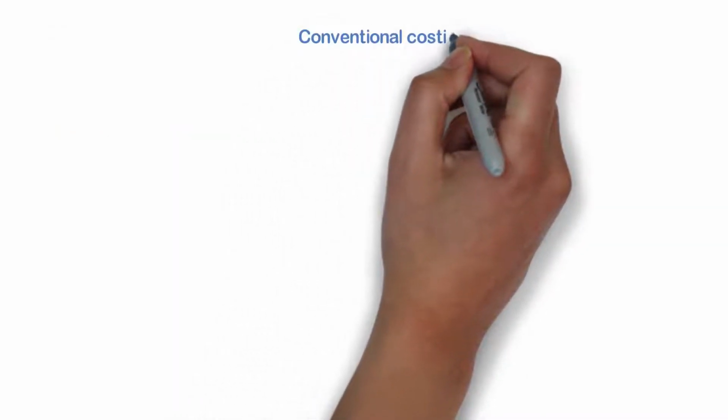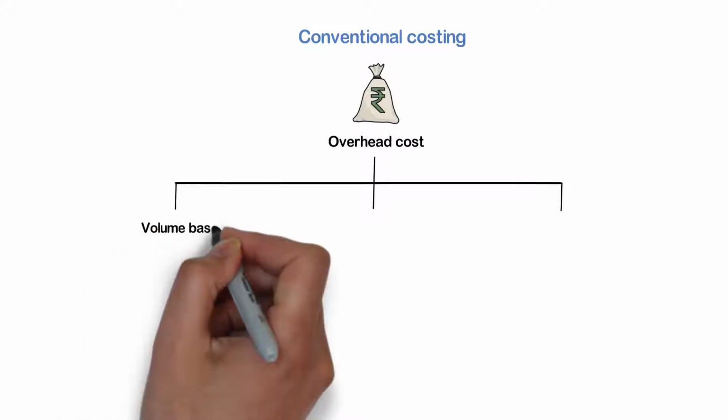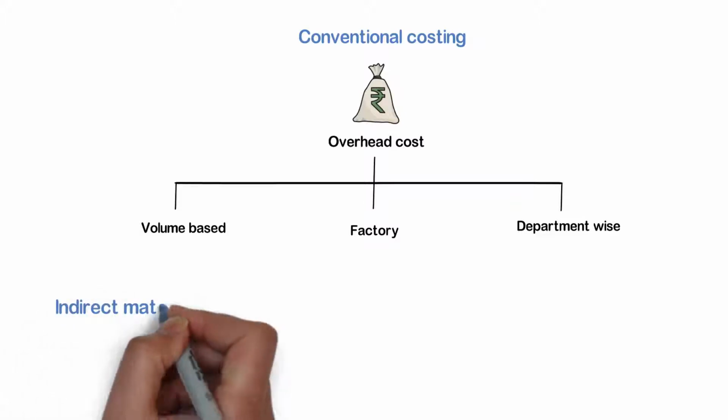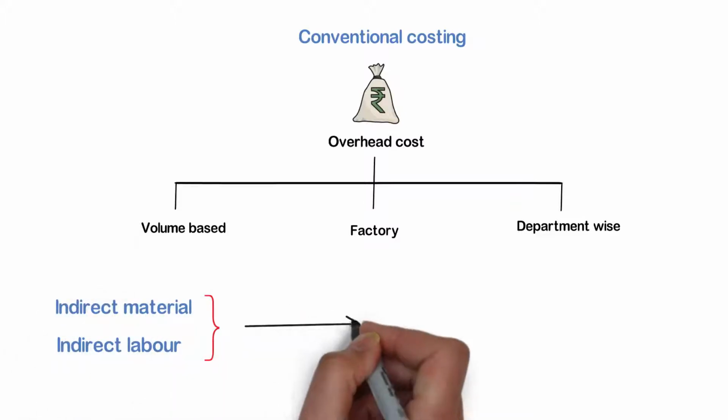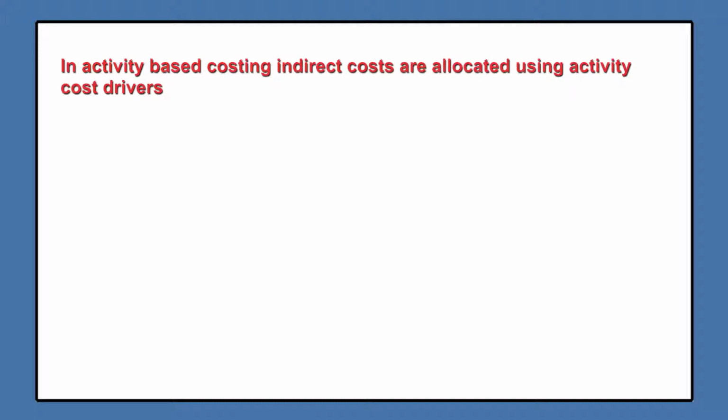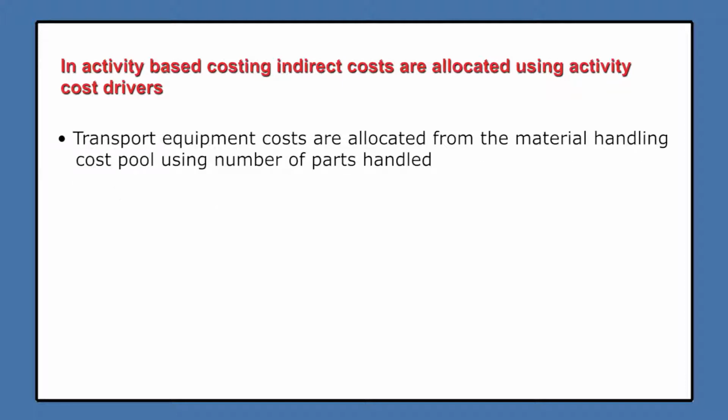In conventional costing, overhead cost allocation is volume based or factory or department wise. Overhead costs such as indirect material, indirect labor are allocated using a base such as labor hours and machine hours. In activity-based costing, indirect costs are allocated using activity cost drivers. For example, transport equipment costs are allocated from the material handling cost pool using number of parts handled. Inspector's salary is allocated from the inspection activity cost pool using number of units inspected.